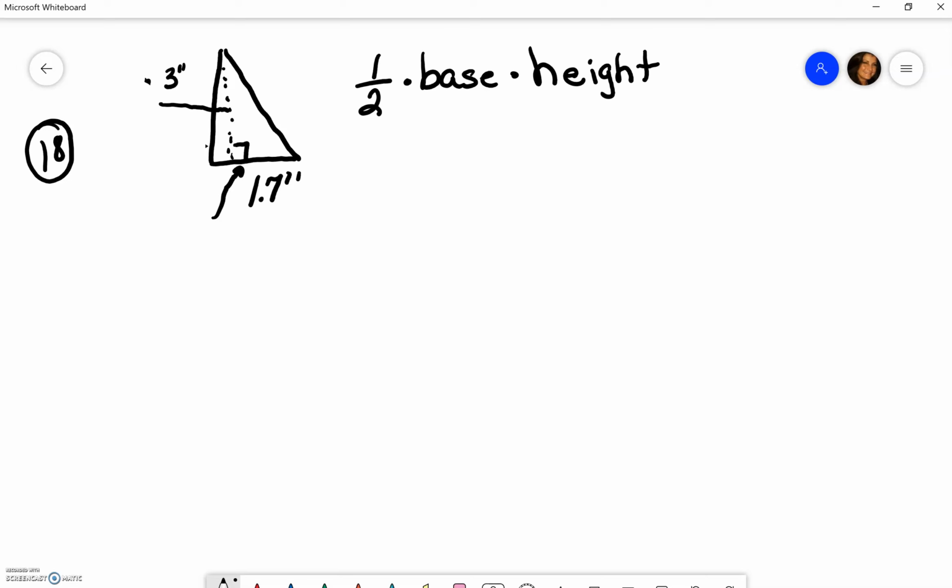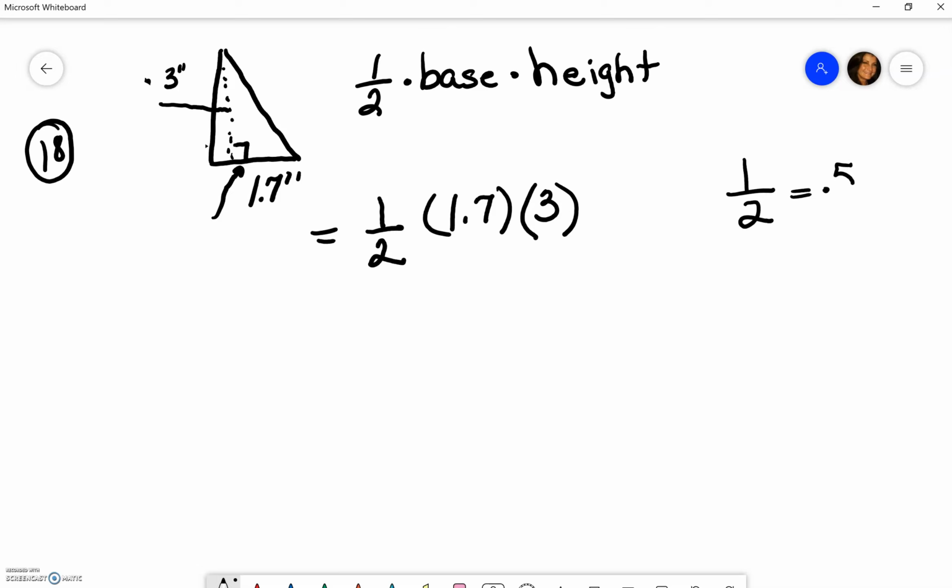Okay, so all we're going to do is take equals 1/2, and you can see that our base is 1.7 and the height is 3. So these are 3 inches. So now we can multiply out. Now again, if you want, you can easily just put 1 divided by 2 in a calculator, and you end up with a result of 0.5. And if you do that, it would be 0.5 times 1.7 times 3. When you multiply those all out, you end up with an answer of 2.55.